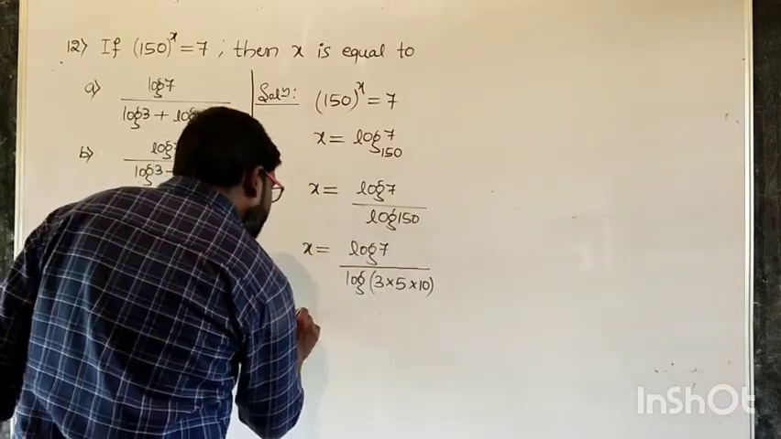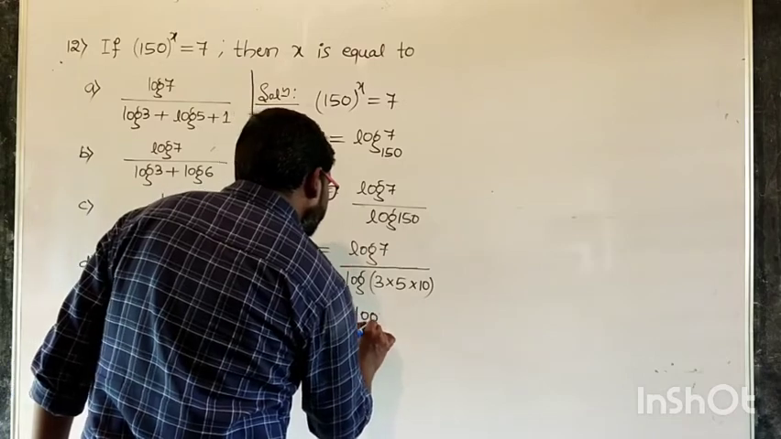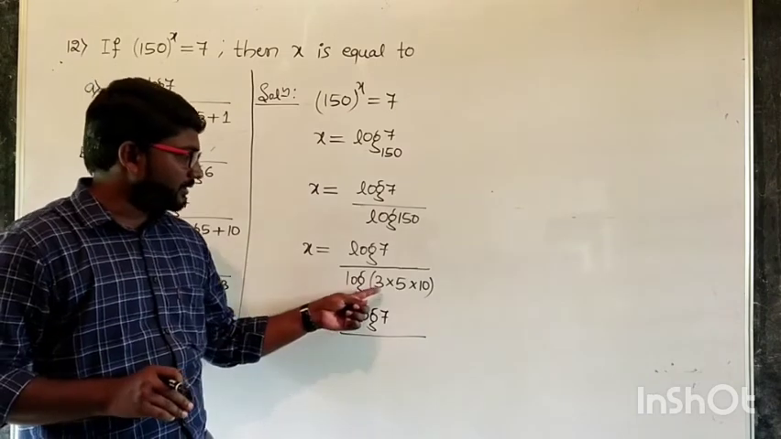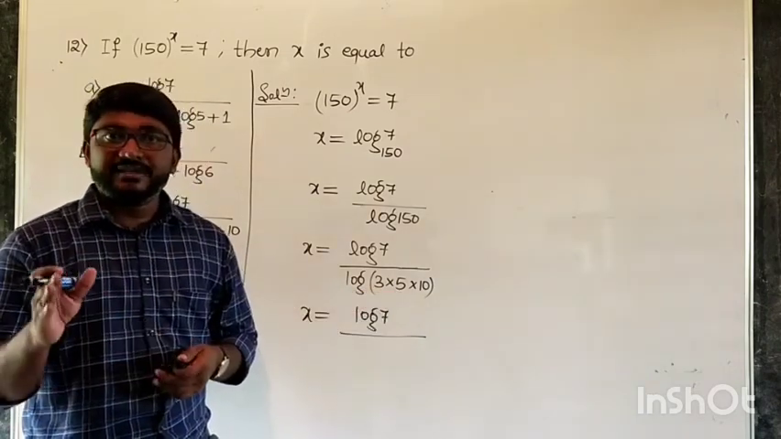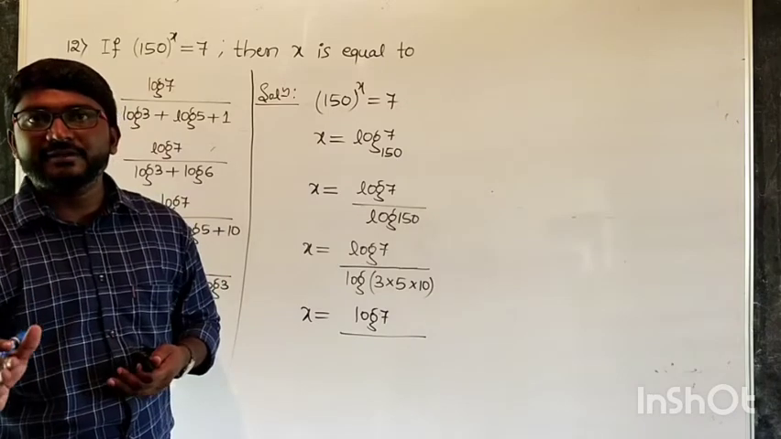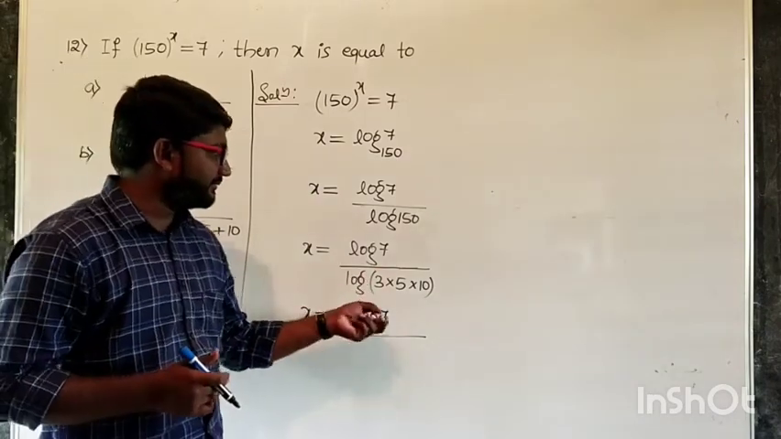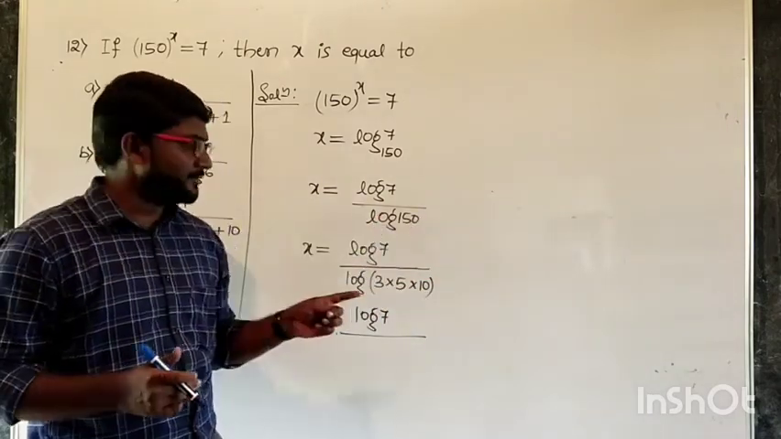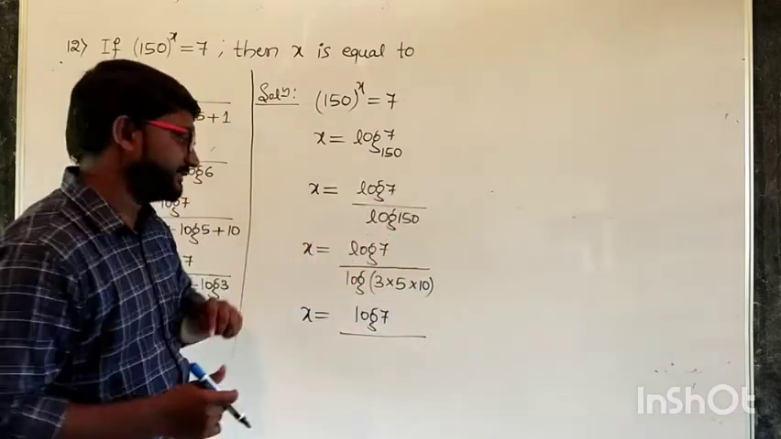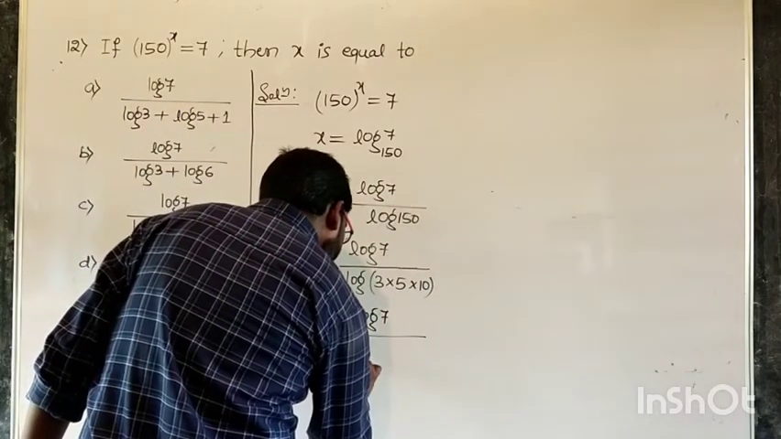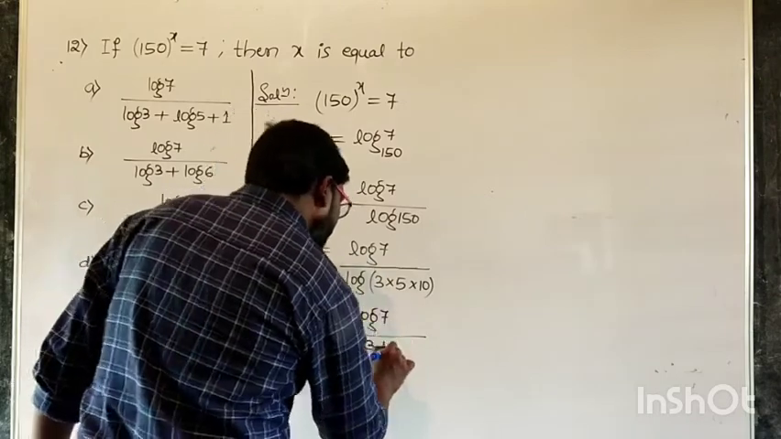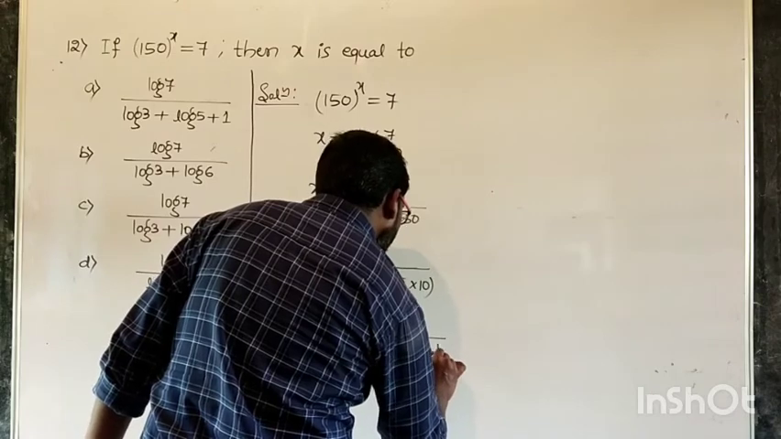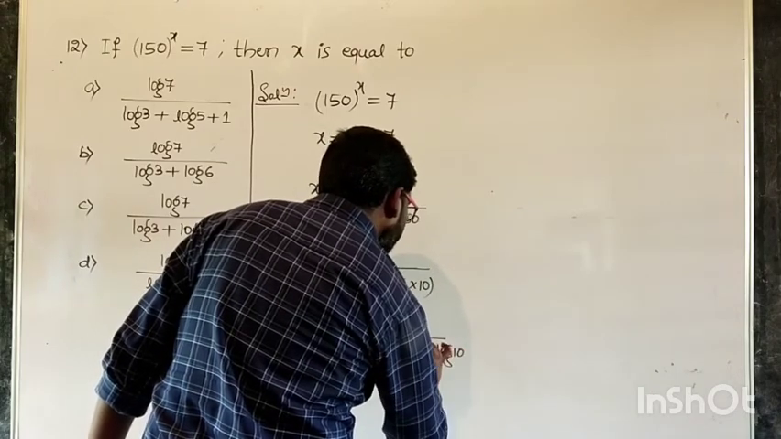So now x is equal to log 7 divided by, this is in the form of log of x, y, z. So log of x, y, z can be written as log x plus log y plus log z. So we have discussed about log of x, y. It is log x plus log y. Similarly, for three terms, it is log x plus log y plus log z. So log 3 plus log 5 plus log 10.